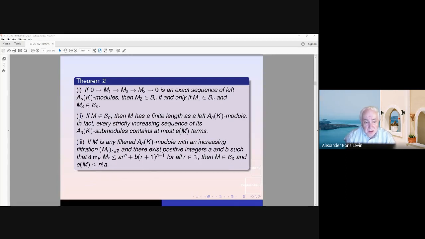By the way, the Weyl algebra itself is an interesting algebraic object. For example, it is known that it is simple in the sense that it does not have two-sided ideals. So there are some algebraic properties of the Weyl algebra itself.